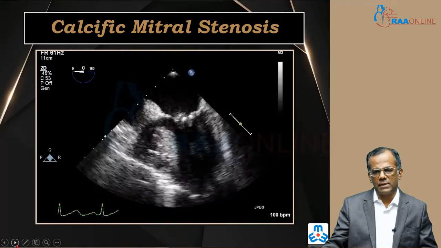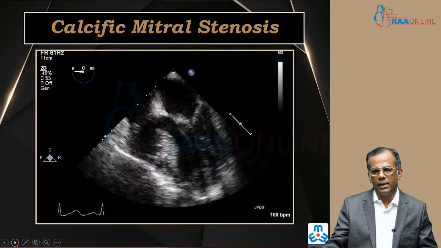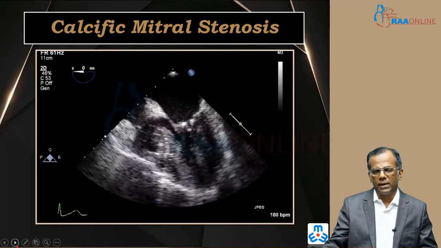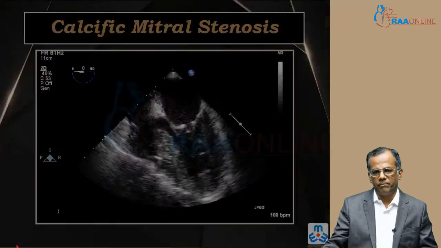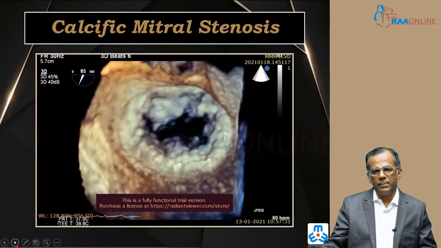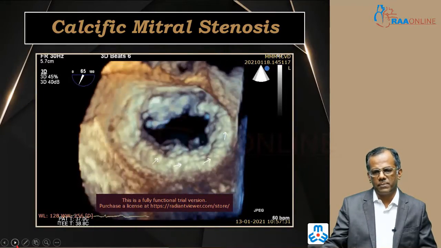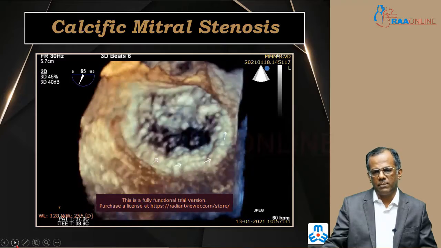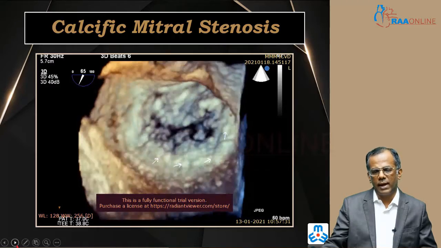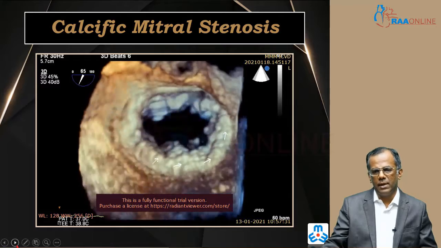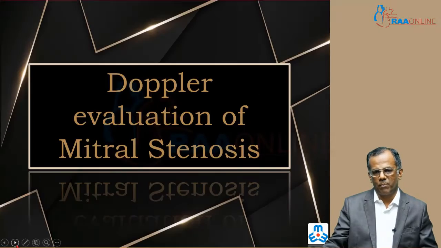Now this is a picture of calcific mitral stenosis. You can see a lot of calcium on the leaflet tips, giving it a characteristic 2D appearance. This is a 3D picture, a 3D zoom from the left atrial perspective. You're looking at a calcific mitral valve and the arrows are showing a heavily calcified mitral annulus, mitral annular calcification.